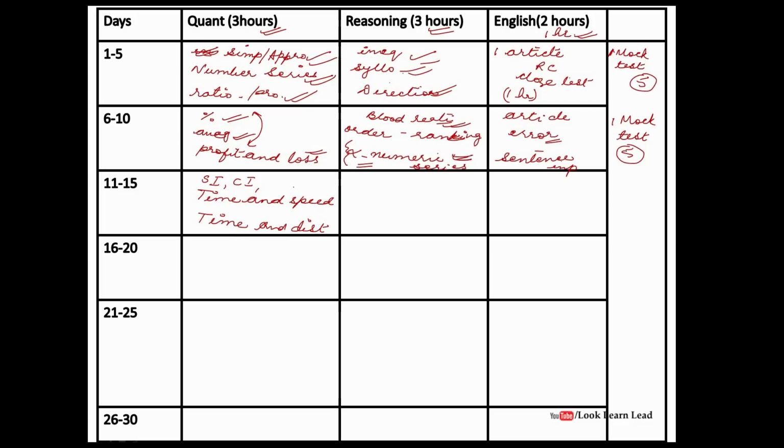Okay, so for these also you have to give 3 hours only. Even if the topic is easy, you have to give the full time to the topic. That only you would master on that topic. Okay, so we had an easy topic in quant, so we would be having some tricky topics in reasoning.